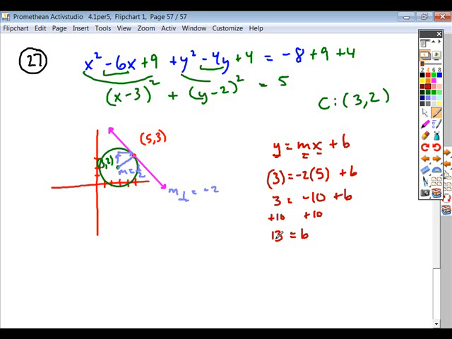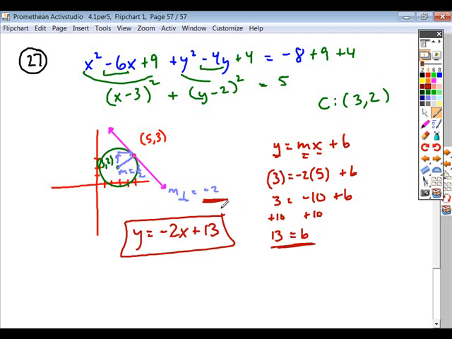The y-intercept is 13. So once we have our y-intercept and our slope, we can write the equation of our line, and that equation is y equals negative 2x plus our b value of 13. So here would be the equation of this line that passes through the given point and is tangent to that given circle.